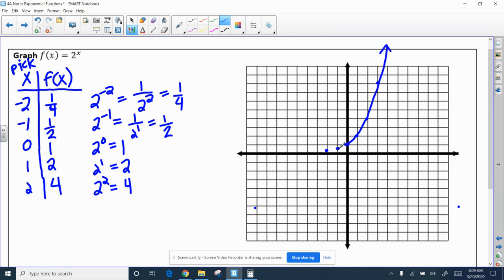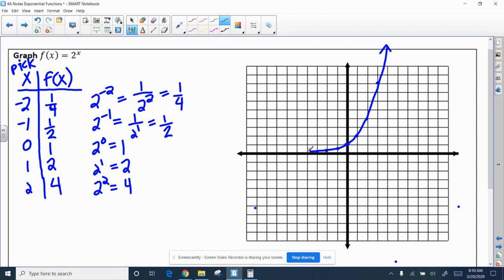Now let's think about what's happening as we go towards the left or plug in negative x values. So if I plug in, for example, a -3, 2 to the -3 power would be a fraction. I'd have 1 over 2 to the 3rd power, or 1/8. So that'd be just a really small fraction. If I plug in a -4, I'd have 2 to the -4th, or 1/16. Then I'd have 1 over 32, 1 over 64. So what's happening here is that the numbers are getting smaller and smaller, or closer and closer to 0.